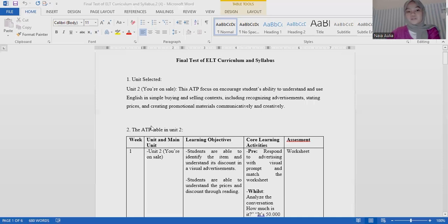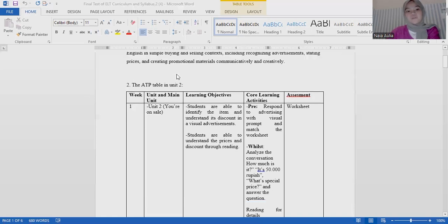Why did I choose unit 2, "Your On Cell"? Because I think this unit is interesting for students at the junior high school level, which is phase D, because this unit relates to their daily lives, or real lives, and maybe they can apply it in their daily activity. So I chose this unit.